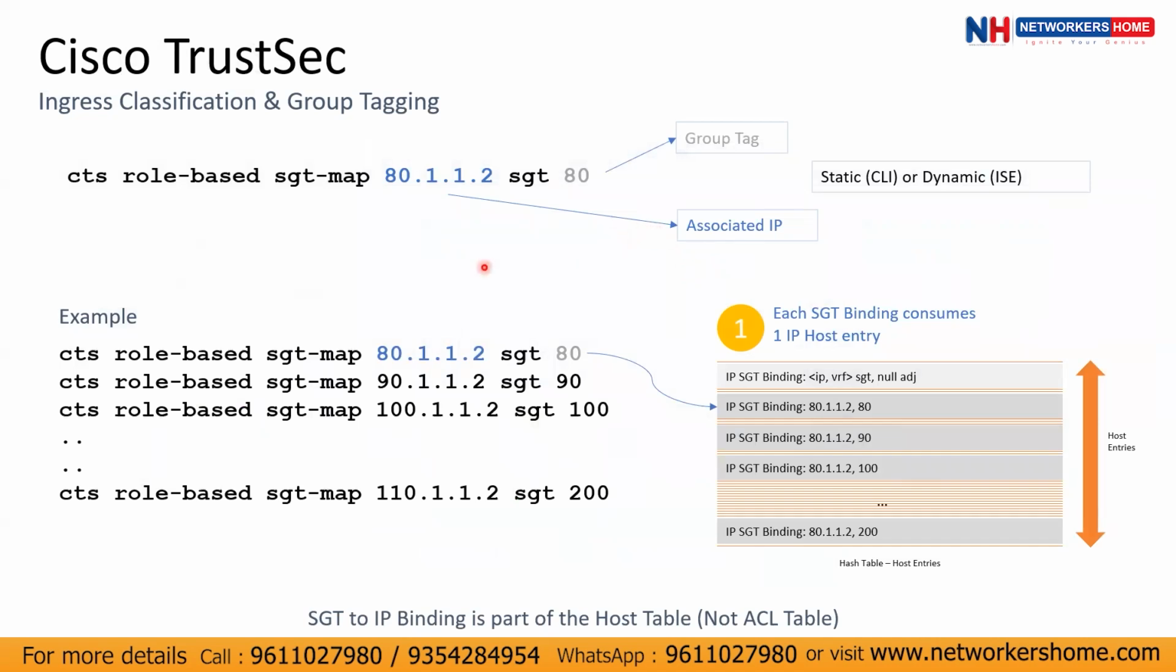Now, what is the configuration when you are talking about the static configuration, right? There is a specific command you need to enable on the switch, like cts role-based sgt-map. So this IP address has this particular tag. So you can give the IP address to tag mapping, IP to tag, right? So whenever any user comes, and once that user goes through the authentication process, and once that user gets this IP address, it will also get assigned to SGT 80.